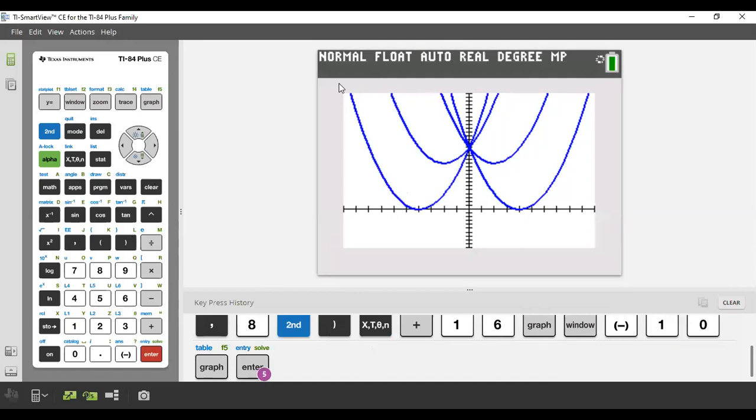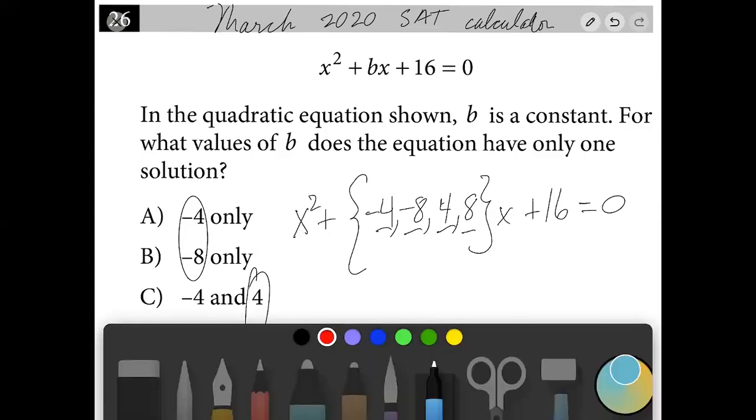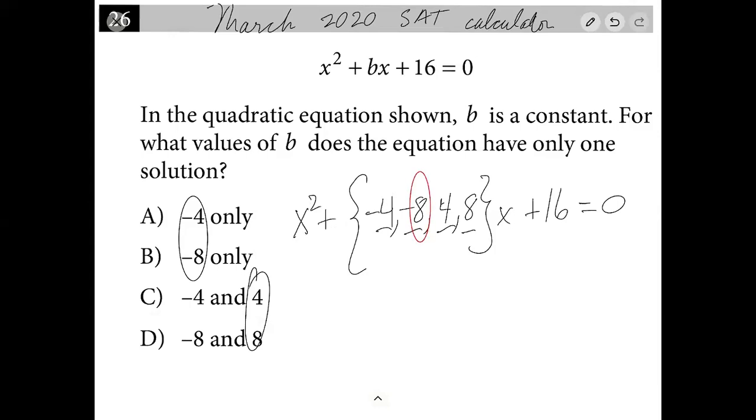So if we go back to my iPad, the answer choices would be, let me change the colors, this one and this one. So this would be my answer right here. D is the answer, okay?